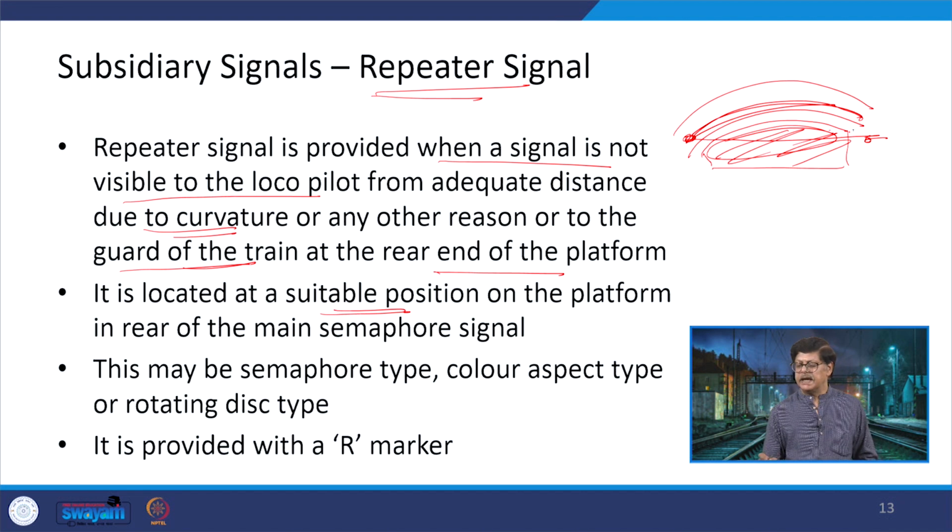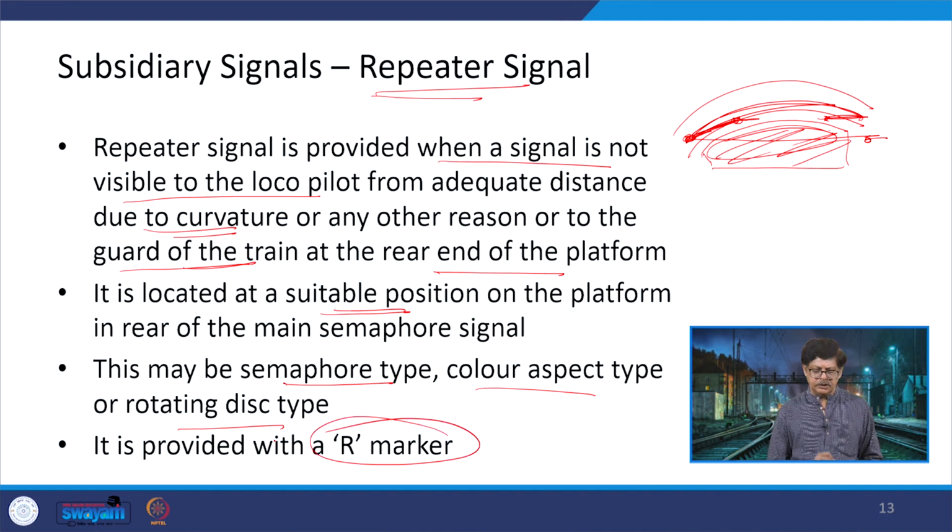They are provided at a suitable location such that, say if we provide it somewhere here, the visibility for the guard, or if we are providing at some other locations, the visibility to the locopilot will be there and they will understand and operate the train accordingly. They may be semaphore type, they may be color aspect type, they can even be a rotating disc type. And in these types of signals, they are provided with an R marker.